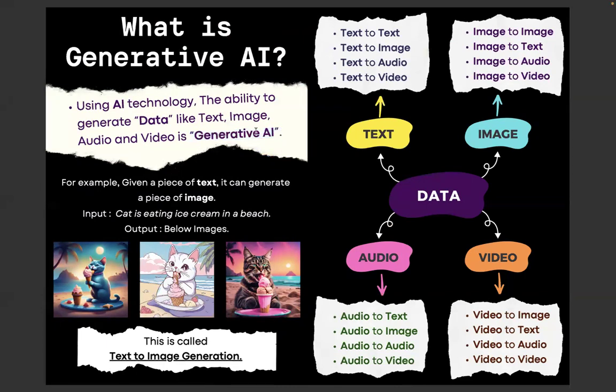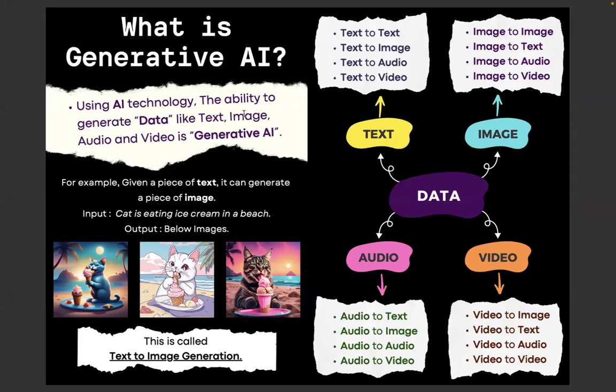The word generative is like you generate something. Mostly you generate data. So what is the data here? Like text. ChatGPT is a good example. You ask a question, the ChatGPT model will generate a text answer to you.